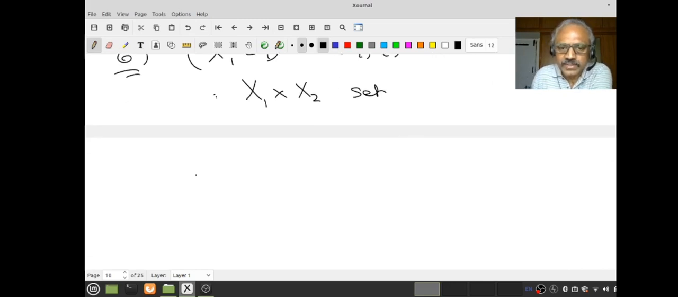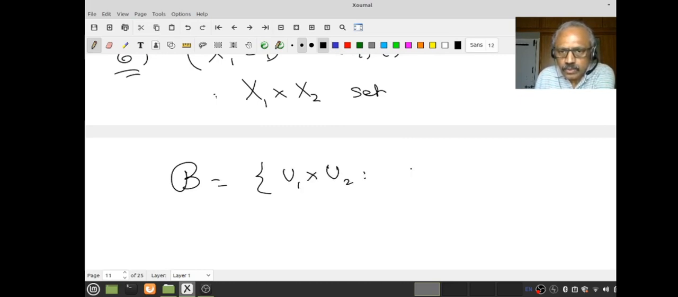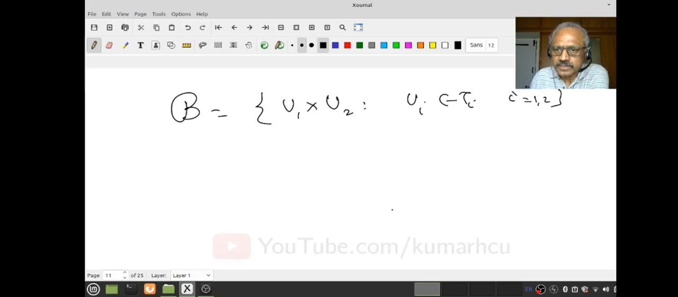What I did was I looked at script B. This is a collection of the form U1 cross U2 where Ui belongs to tau i. And if you remember, this is what I did. This is my X1, this may be my X2, this may be my U1, and this may be my U2. Then the topology was this.